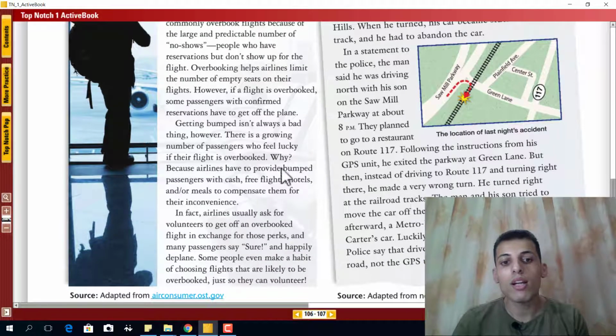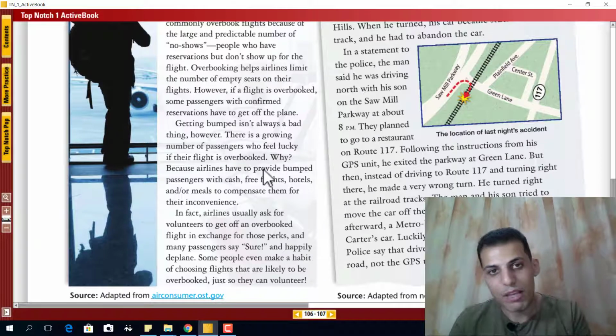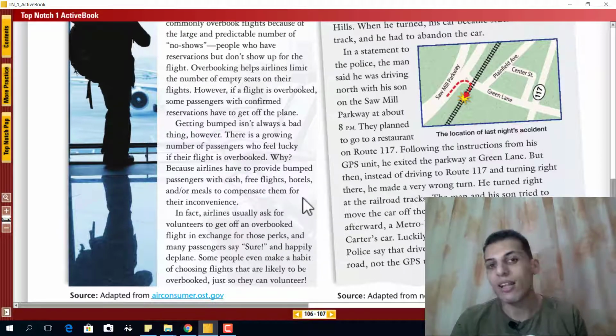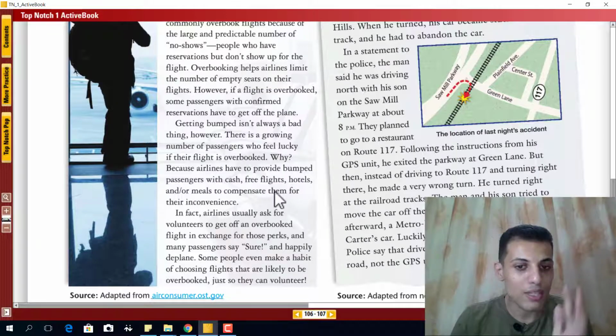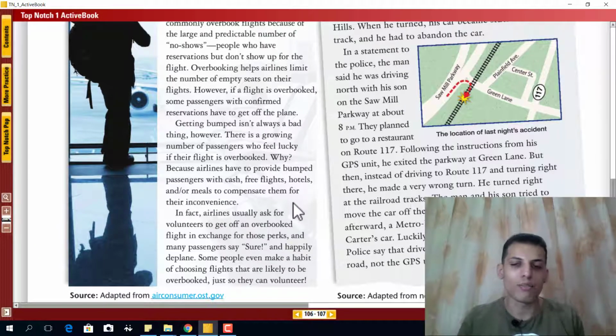Why? Because airlines have to provide bumped passengers, the people who get off, with cash, free flights, hotels, and or meals, to compensate them for their inconvenience.